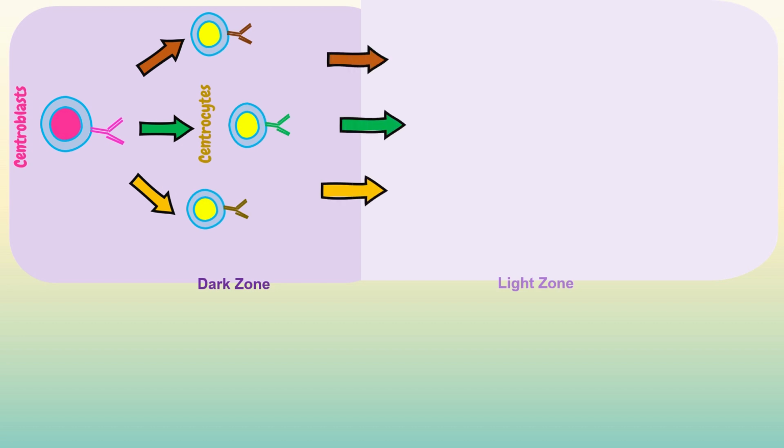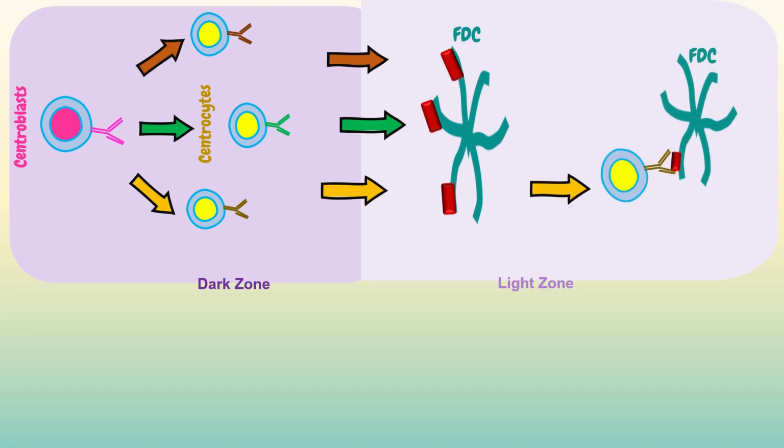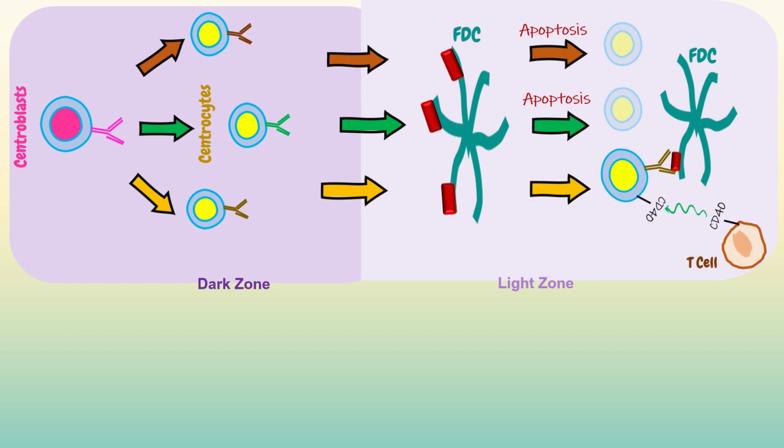This is the dark zone and this is the light zone. Centroblast converts to centrocytes. Centrocytes migrate to the light zone of germinal center. Only strong binding to antigen-presenting follicular dendritic cells can prevent them from undergoing apoptosis. As you can see, the centrocytes bound with follicular dendritic cells don't undergo apoptosis. And the centrocytes that have not bound to follicular dendritic cells will undergo apoptosis.